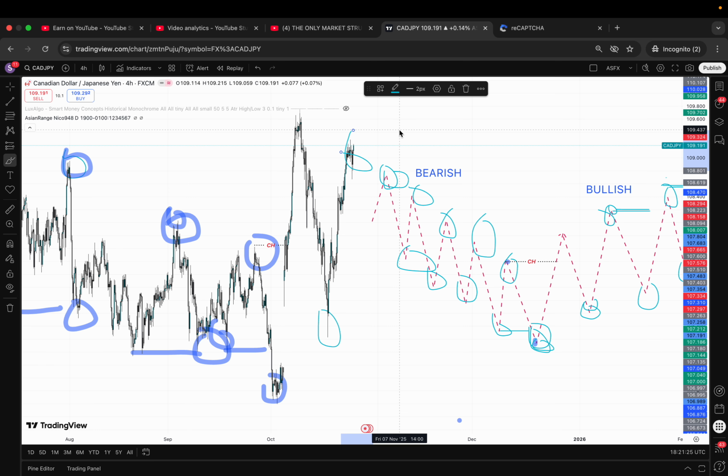So guys, in a nutshell, this is how you identify a change of character, and I gave a recap about bearish and bullish structure. Guys, don't overcomplicate it. In the next video I'm going to show you how to identify supply and demand zones. There are a lot of things I'm leaving out so I won't confuse you. I don't want to confuse anyone. I want this to be very understandable to anyone.